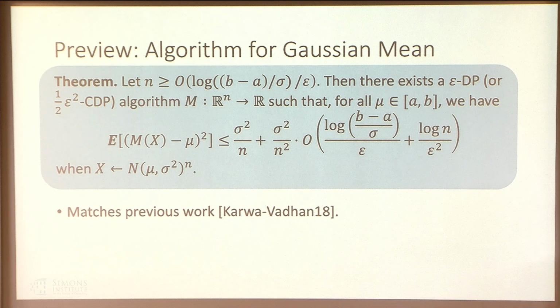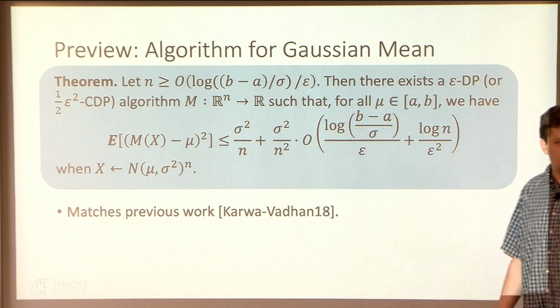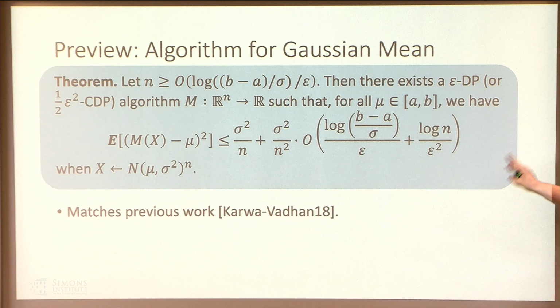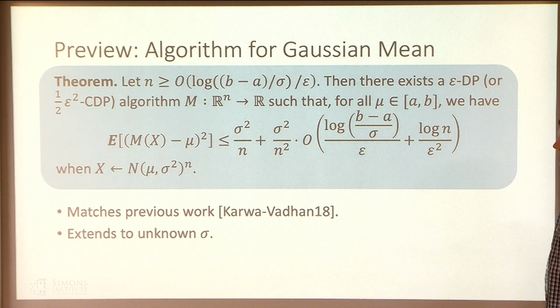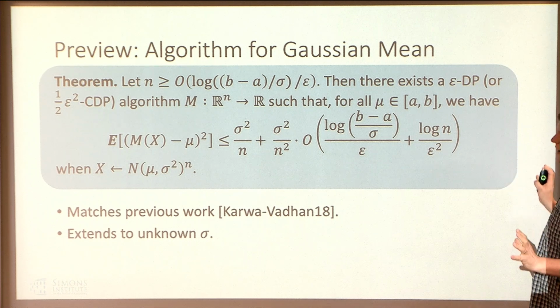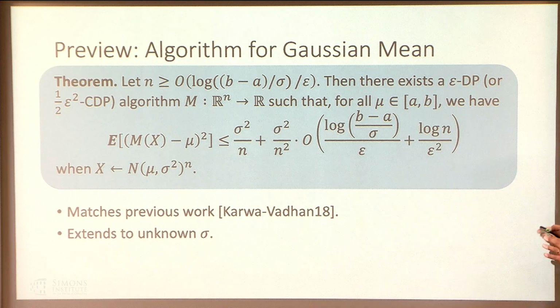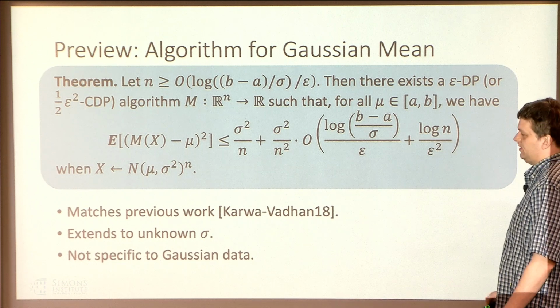Now this bound basically matches the previous work by Vishesh and Salil that was talked about on Monday. They of course looked at confidence intervals rather than mean squared error, but these are roughly the same. So one thing to note is that this works fine if you have an unknown sigma. You just get some extra terms, and it's also not specific to Gaussian data, so we can apply this to a lot of different distributions.